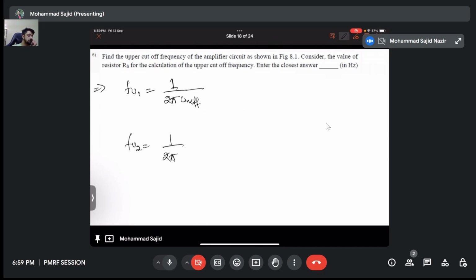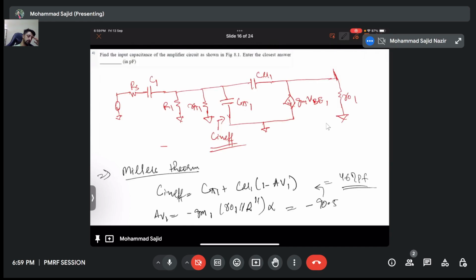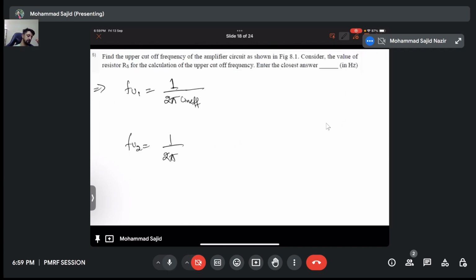And now I'm trying to check what will be the cutoff frequency for this capacitor C input. I will check what is the total resistance across it. So if this is my C input effective, I will short this C1, short this source. You will see R1 and R1 in parallel. So this is your R net.